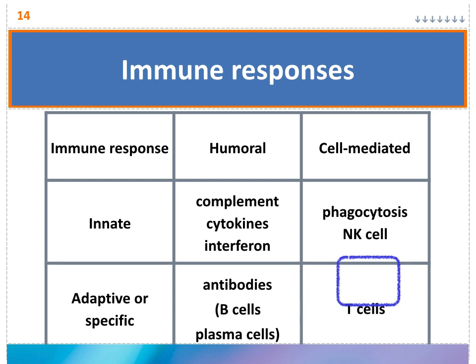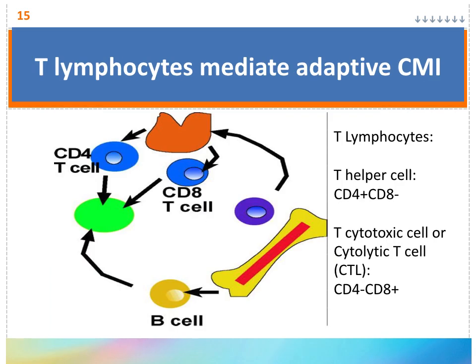On the other hand, when you have adaptive immune responses, these are specific immune responses. Later on in the next lecture, you're going to discuss antibodies, which is a specific type of humoral immune response. But for this lecture, the focus is on adaptive cell-mediated immune responses, which are mediated by T lymphocytes or T cells.